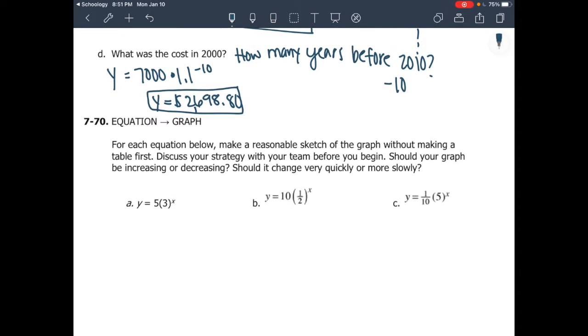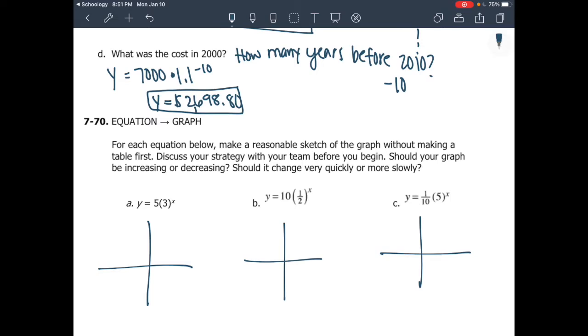So 770 said equation to a graph. So it says for each equation below, make a reasonable sketch. So when I say a reasonable sketch, that does not mean it has to be completely 100% accurate, draw every single line. It just needs to have some specific things representing what's happening from the equation, and I'll show you what that looks like. So just gonna throw some graphs on there. And it says, again, this is something you would have done in your group, but we're going to do this together. So it says discuss your strategy with your team.